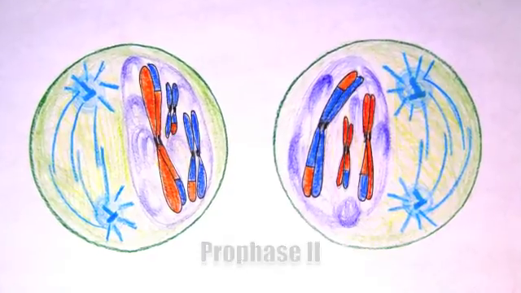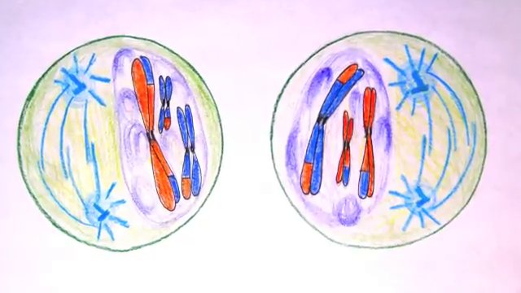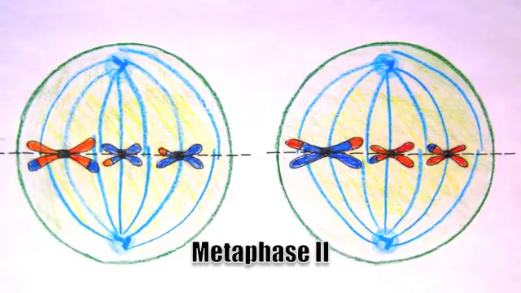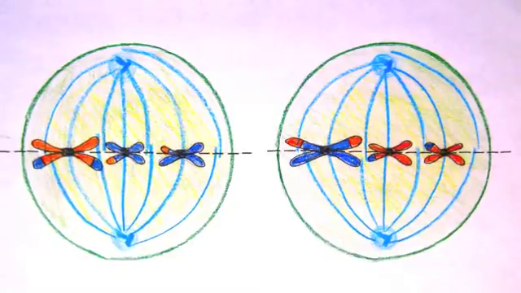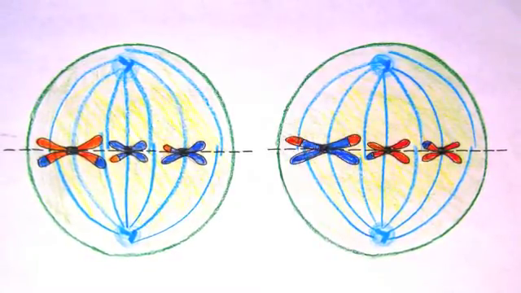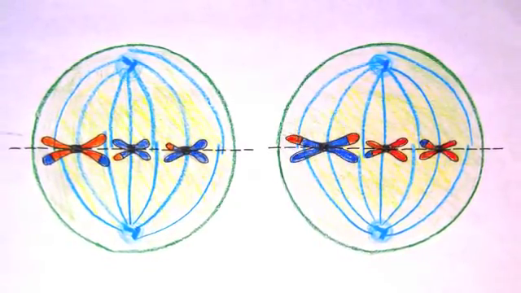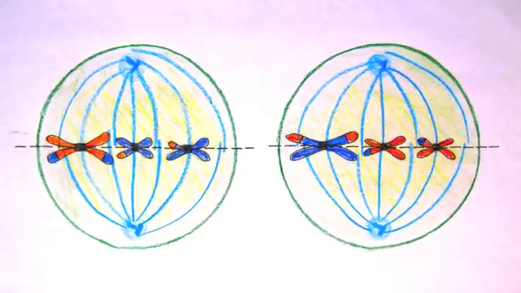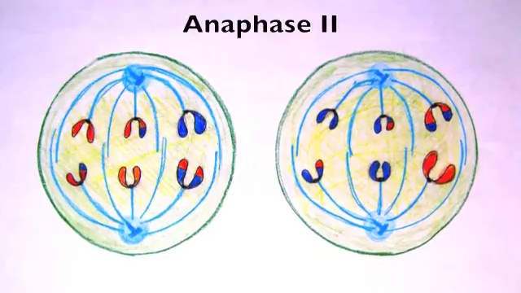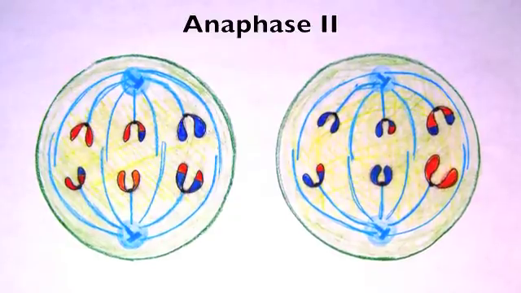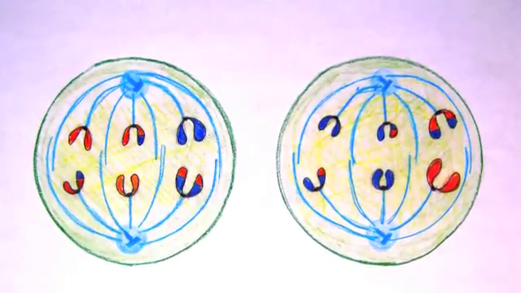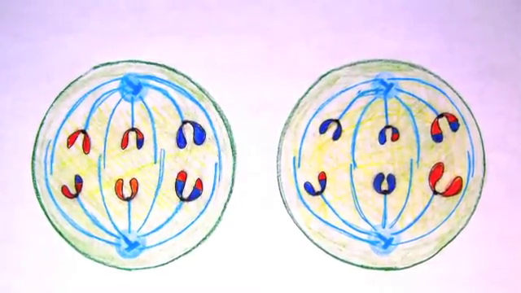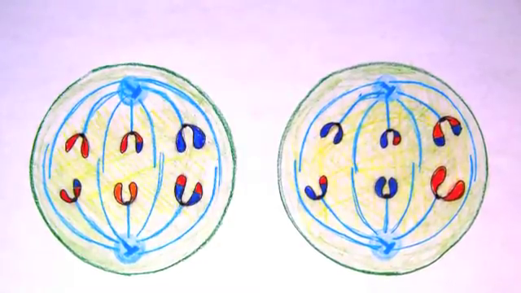In prophase 2, the spindle apparatus begins to form. In metaphase 2, the chromosomes position themselves on the metaphase plate as in mitosis. The centrosomes are located at opposite poles, and the kinetochores are attached to microtubules from each pole. During anaphase 2, there is a breakdown of the proteins at the centromere holding the sister chromatids together. This allows them to separate and move towards opposite poles as individual chromosomes.